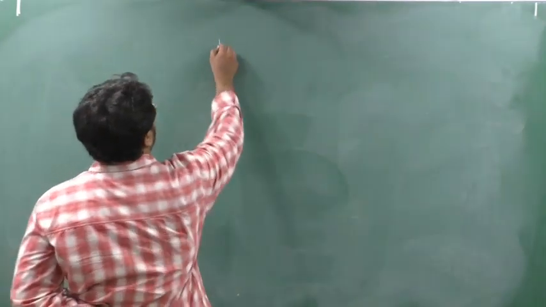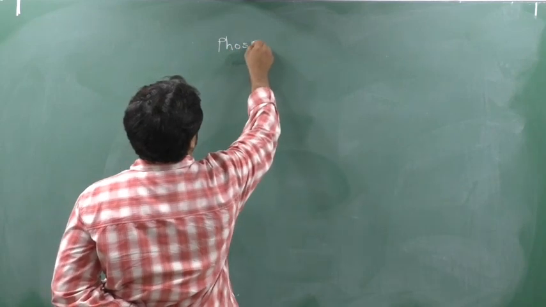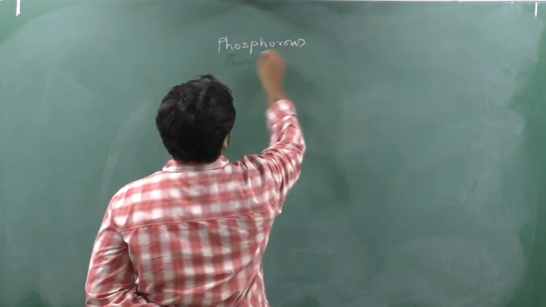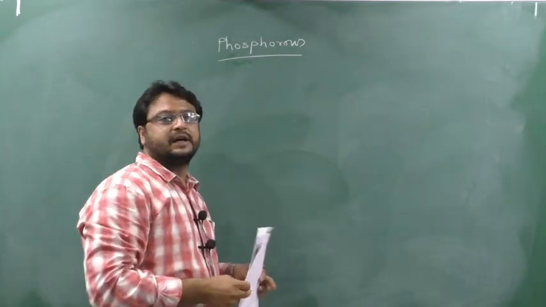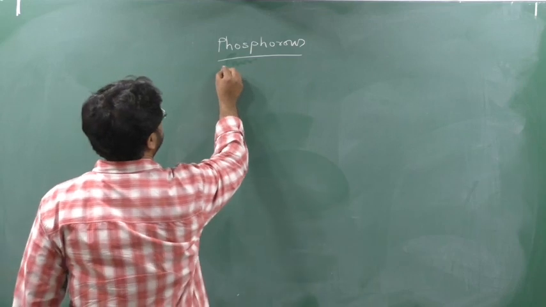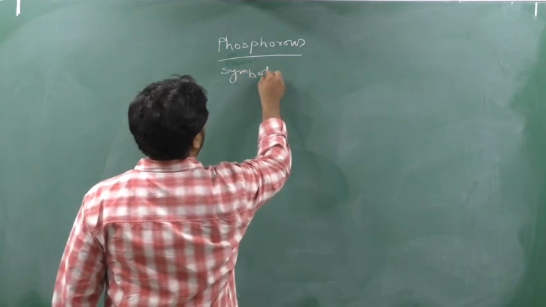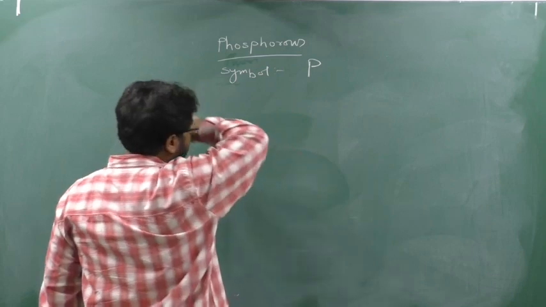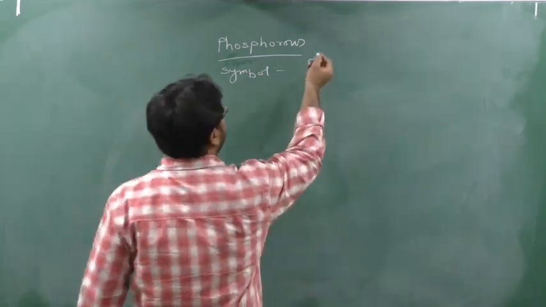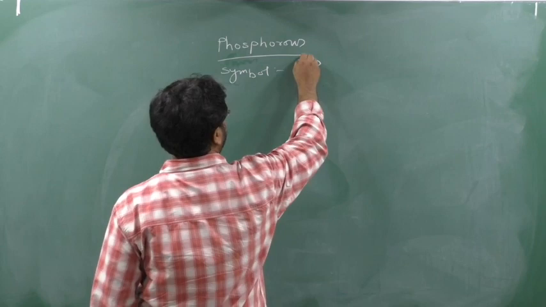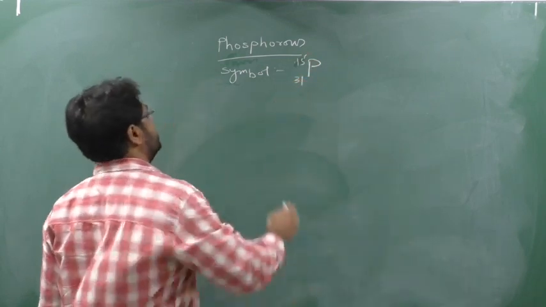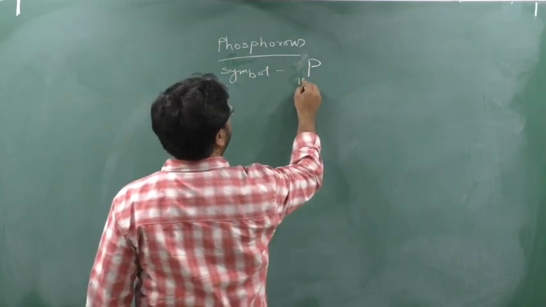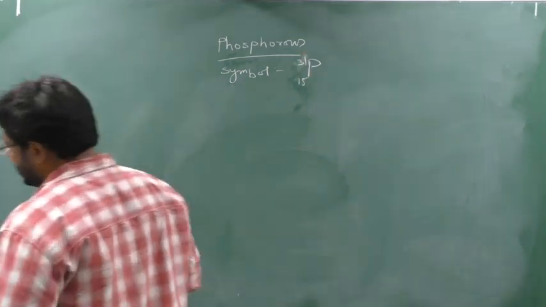I can make a heading, that is phosphorus. Write down phosphorus. Clear? So if you see phosphorus, first we will see their occurrence. You know the phosphorus symbol, everyone knows now, P. The atomic number is how much? So 15, no? 15, and their atomic mass is 31. So 15 and 31. Clear this part?